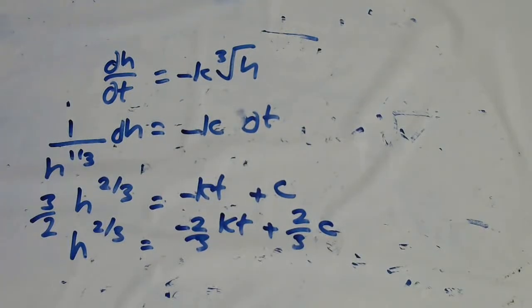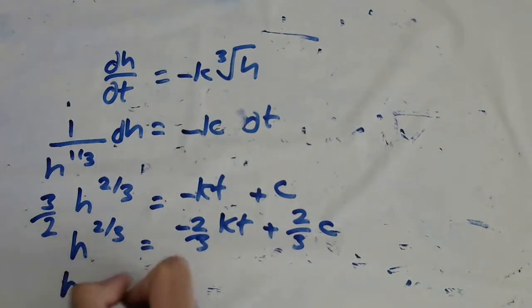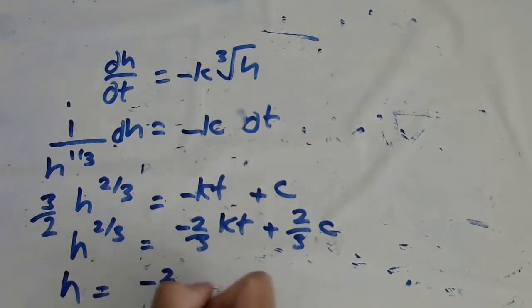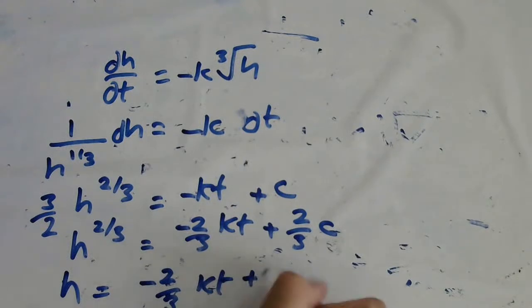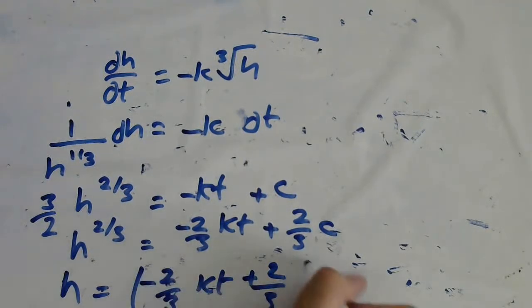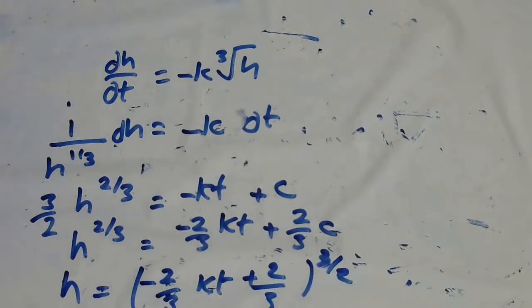And then finally, obviously, get rid of the power of 2/3. That's the same thing as multiplying by what? 3 halves, I guess. Yeah, 3 halves would have to be the one. So then h equals minus 2/3 kt, and so on. I mean, this one isn't even that hard. It's just that you've got to use tons of stuff. Right, I'm going to leave that there as a solution.